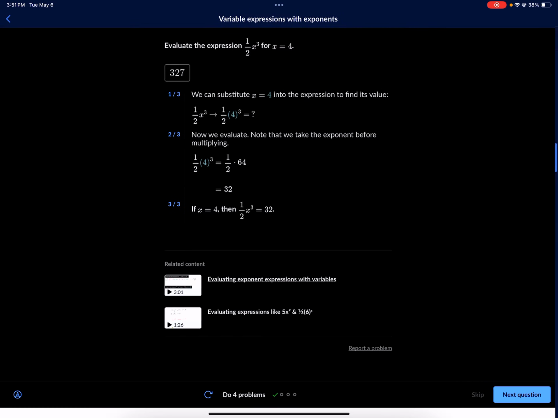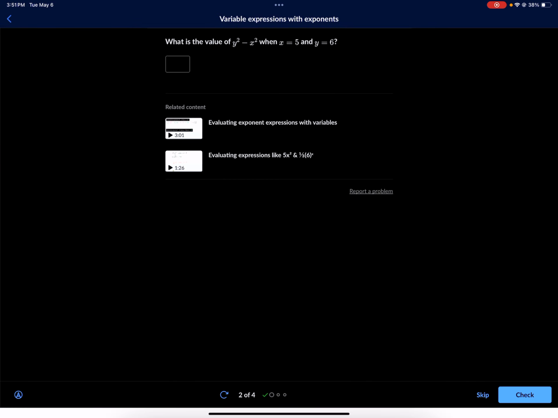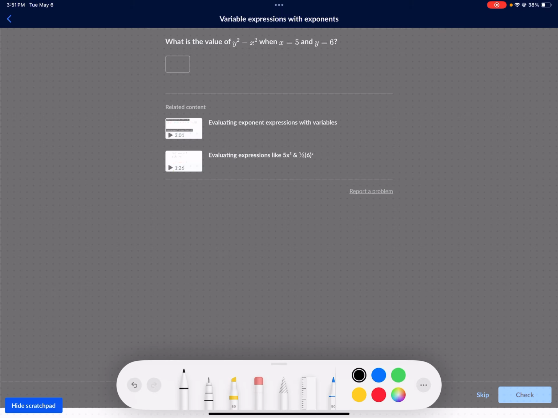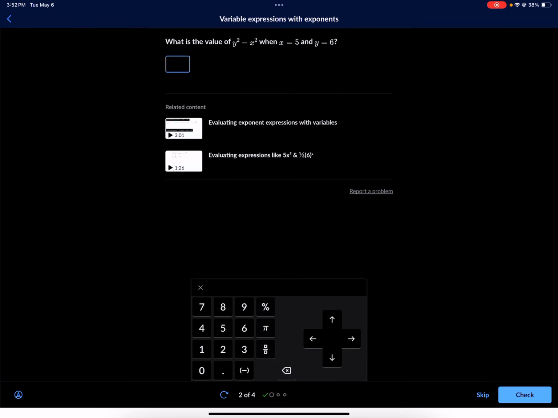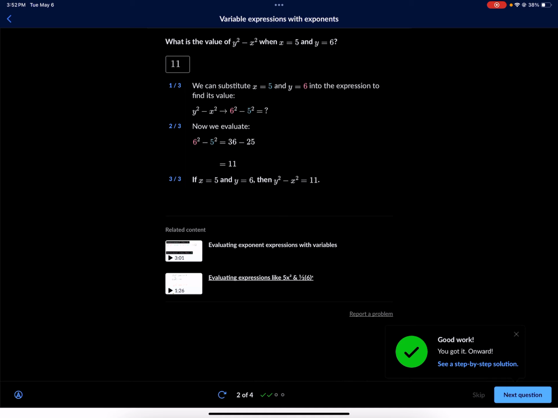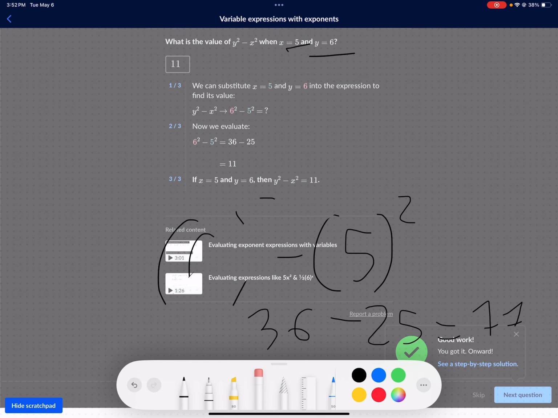Okay, what is the value of y squared minus x squared when x is 5 and y is 6? So let's plug in the values. We know that y is 6, so 6 squared minus, we know x is 5, so 5 squared. 6 squared is 36, minus 5 squared, which is 25, so this is equal to 11. Great job if you got that right. If you didn't, here is the videos. Happy studying.